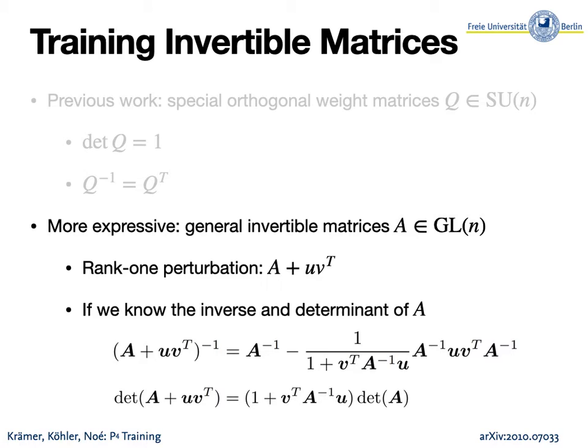Let's say we initialize the weights with a matrix for which we know the inverse and determinant. Then we train two vectors u and v, which form a rank 1 perturbation. Through these two equations, the Sherman-Morrison formula and the matrix determinant lemma, we can cheaply compute the inverse and determinant of the perturbed matrix.